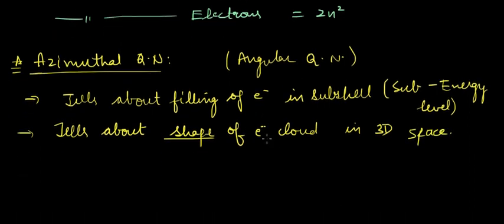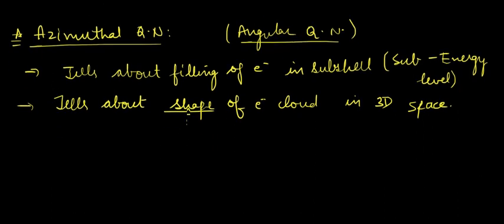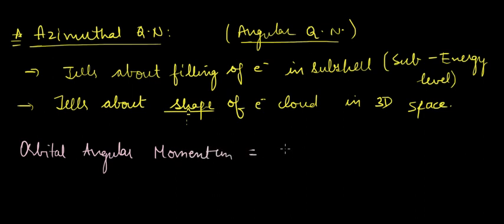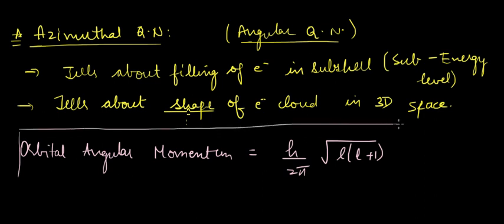Okay, so this quantum number is also known as angular quantum number, which I have already written, because it measures the orbital angular momentum of electron. So what is orbital angular momentum? Orbital angular momentum is written as h upon 2 pi under root l into l plus 1. Just remember this formula by heart. This is a very important formula.